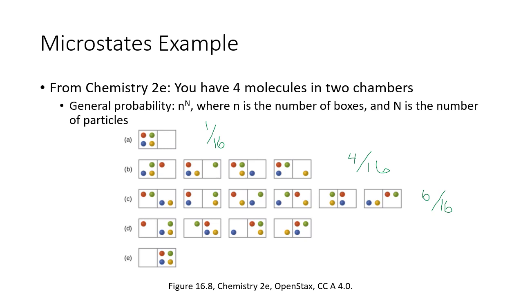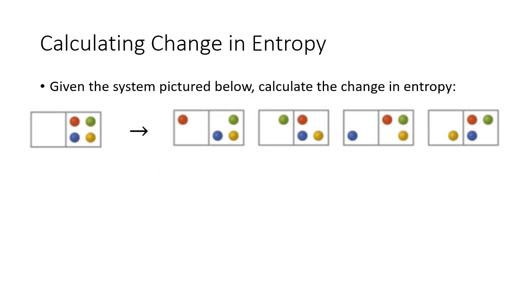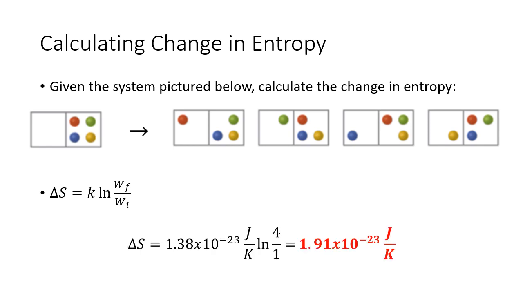So let's calculate a change in entropy. Given the system pictured below, calculate the change in entropy. And this is just a remix of what we had in the previous slide, but it'll work for our purposes. So we first remember that our delta S equation is delta S is equal to K natural log of WF over WI. Okay, so in the beginning we have one single microstate, and then at the end we have 4 possible microstates. So we went from 1 to 4, and we go ahead and plug in those numbers.